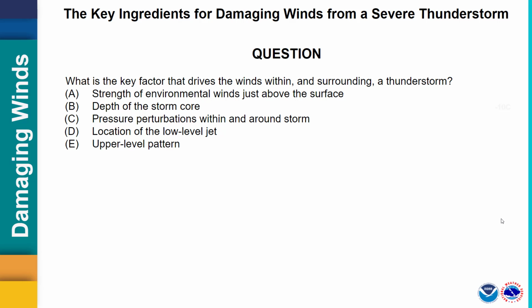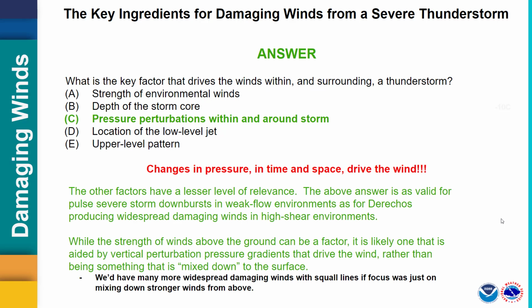The correct answer is C, pressure perturbations within and around the storm. Why? Because changes in pressure in time and space drive the wind. The other factors have a lesser level of relevance. So the correct answer is as valid for pulse severe storm downbursts in weak flow environments as for derechos producing widespread damaging winds in high shear environments.